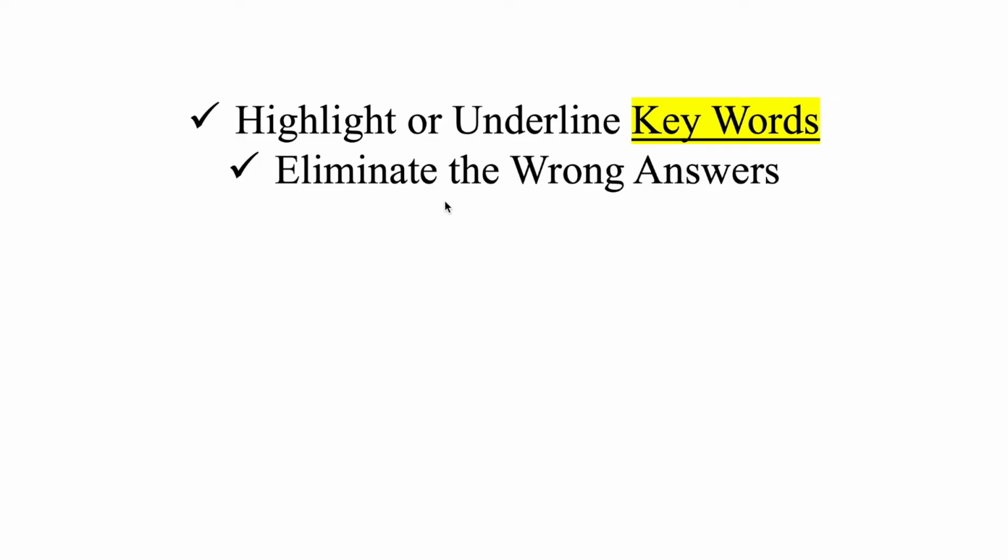Now, remember, always highlight or underline key words. Then you need to eliminate the answers you know are absolutely wrong, leaving you with a higher chance of getting the correct answer. And then lastly, pick the right answer. I know this one sounds funny, but I see it all the time. Students end up second guessing themselves and picking the wrong answer. They will often overthink the question.